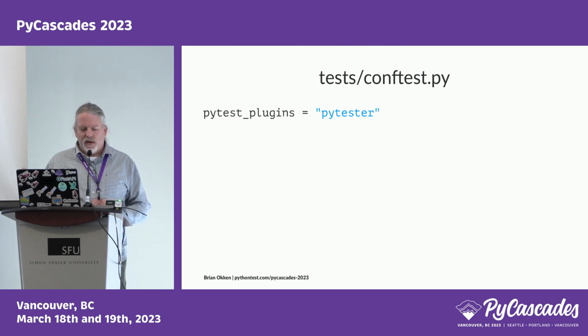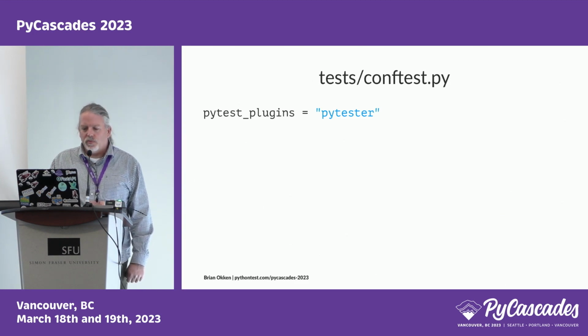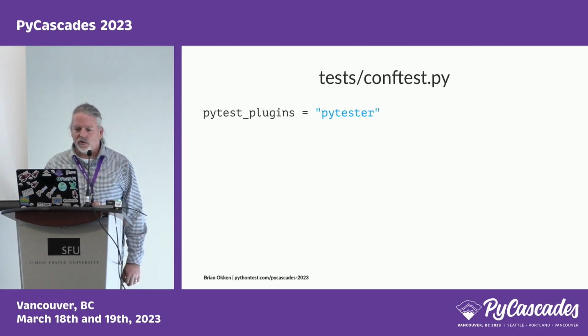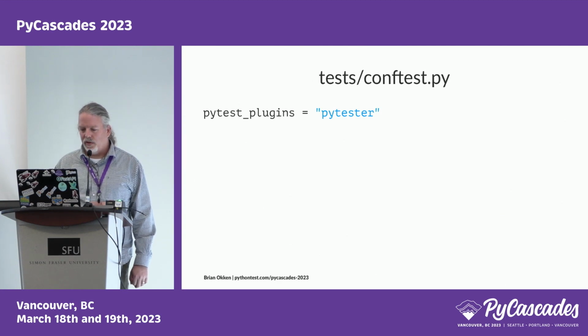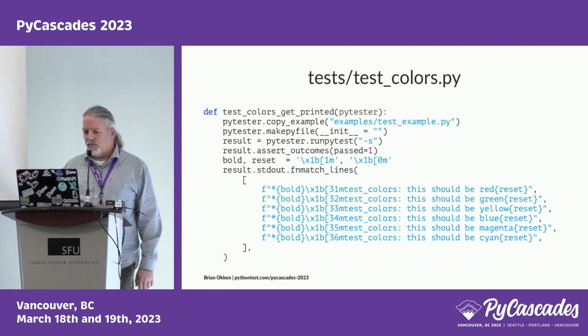I'm going to use a thing called pytester, and it's a fixture that's off by default because most people using pytest, unless they're plugin authors, don't really need it. But you have to turn it on, and you turn it on in a conftest file with this flag. So here's my test to test the plugin.